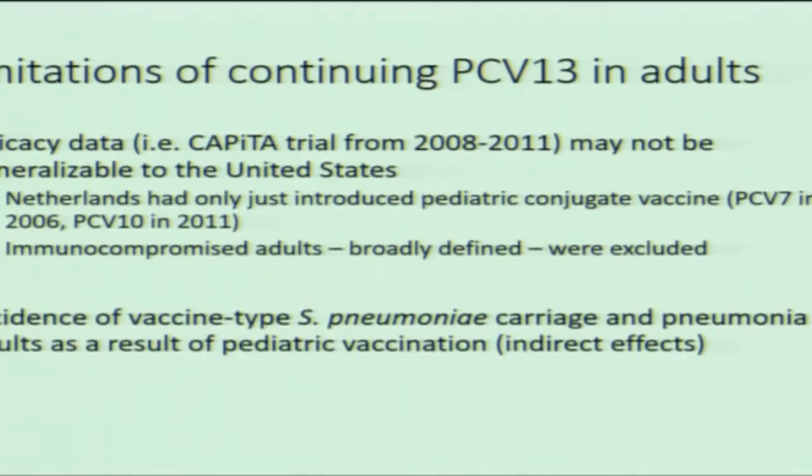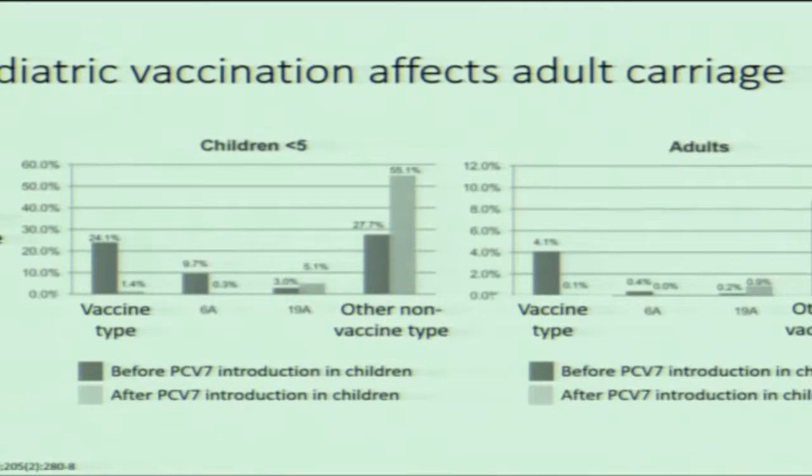The other issue is that, as I showed you, the incidence of vaccine-type pneumococcal carriage and pneumonia in our population as a result of pediatric vaccination may be quite different from a place like the Netherlands because of these indirect effects. So this is a study looking at the 7-valent pneumococcal vaccine, comparing pre-vaccine and post-vaccine carriage of pneumococcus in the nasopharynx of children under the age of 5 and in adults. Now, the children are the ones getting vaccinated and the adults are not. But you can see, going from the dark bar, which is pre-vaccine, to the light gray bar, which is post-vaccine, that in both children and adults, after the introduction of pneumococcal vaccine, carriage decreased of vaccine-specific serotypes, and carriage increased of non-vaccine serotypes. This is the concept of serotype replacement that has been described for these conjugate vaccines.